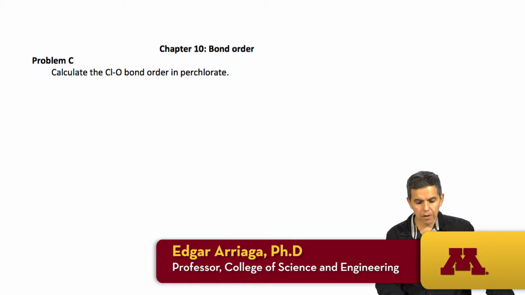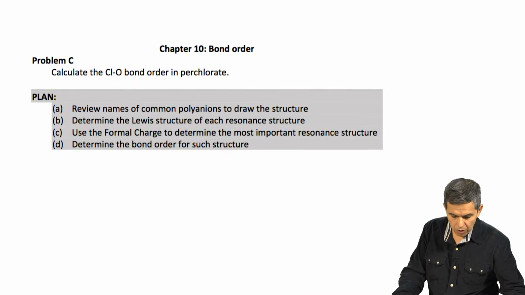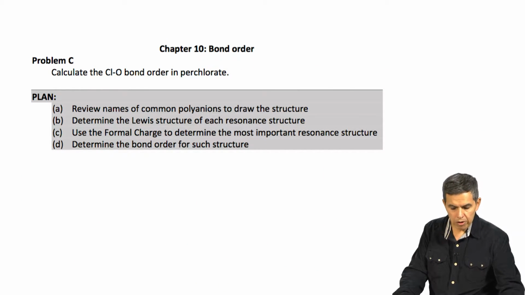This problem is about bond order. Please read the problem, make a plan to solve the problem, and then implement the plan. Let's compare our answers. So the molecule of interest is the ClO bond.